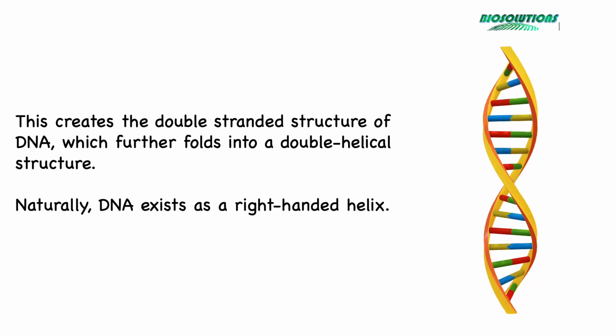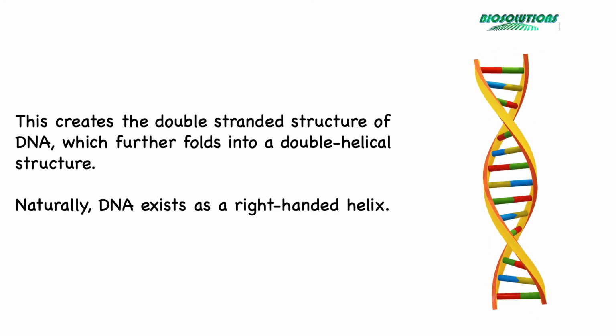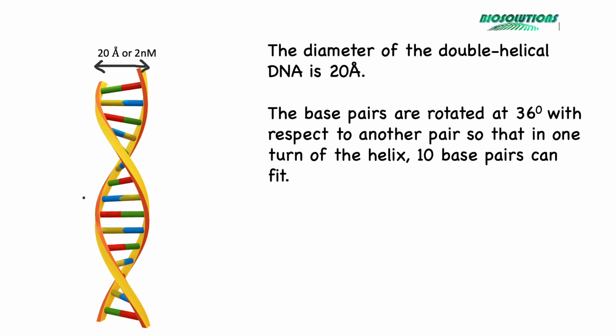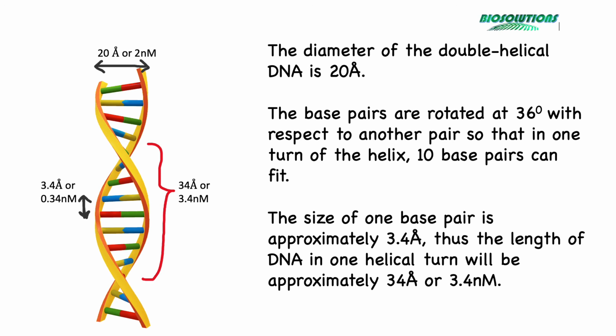DNA is naturally a right-handed helix. Let's look at some measurements. The diameter of DNA molecule is 20 angstrom. Each base pair makes a 36-degree angle with the next. Hence, to make a 360-degree turn, we need 10 base pairs to be present in one helix turn of DNA.